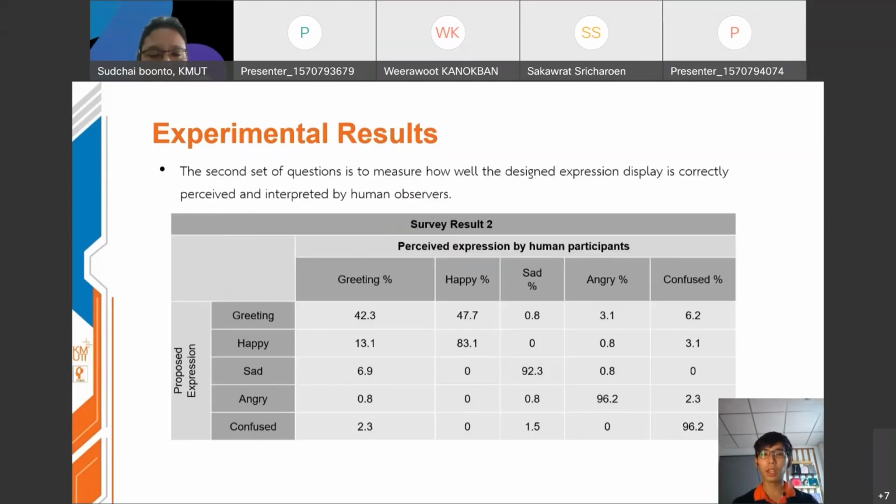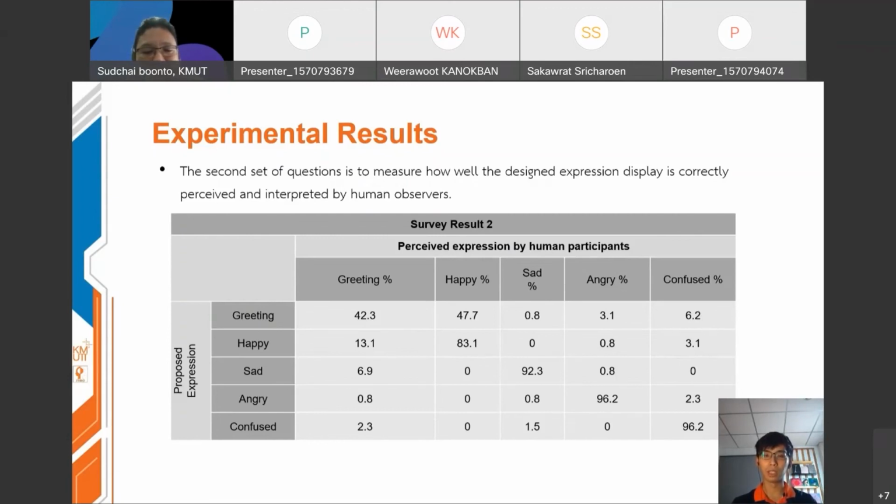The second set of questions is to measure how well the designed expression display is correctly perceived and interpreted by human observers. The results from the second set of questions show a valid correlation between the proposed expression and the answers of the participants. The accurate answers are 42.3% on greeting, 83.1% on happy, 92.3% on sad, 96.2% on angry, and 96.2% on confused. The correlation score of greeting is the lowest, which might be caused by the facial expression being confused with the happy expression.